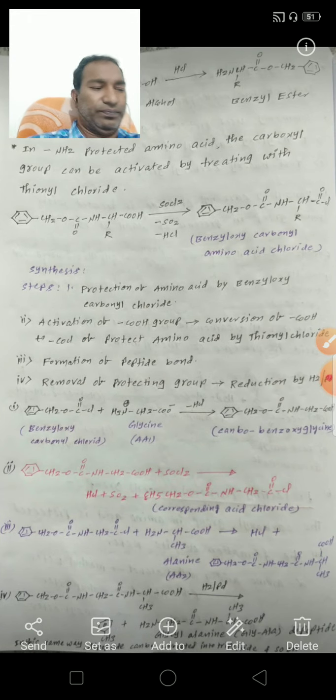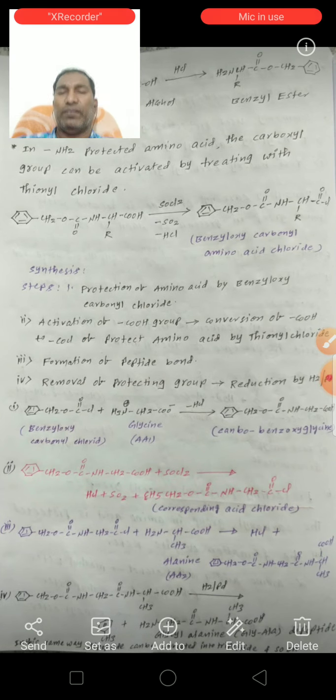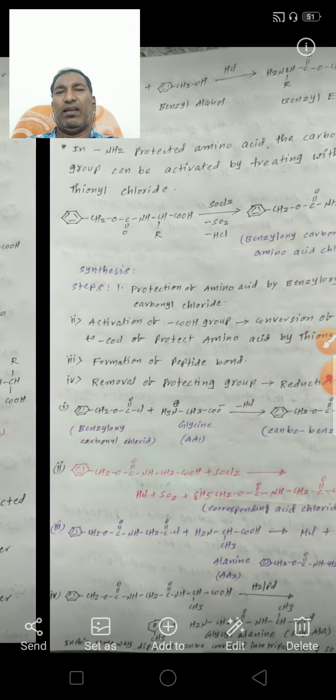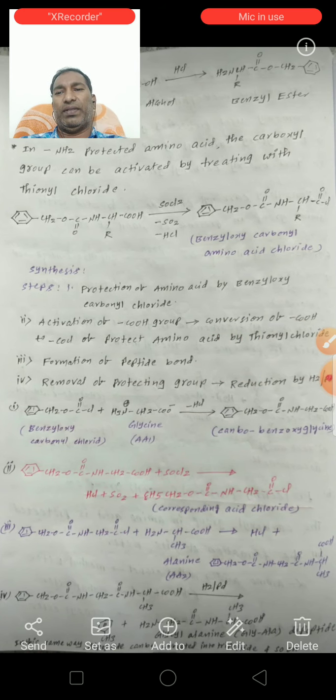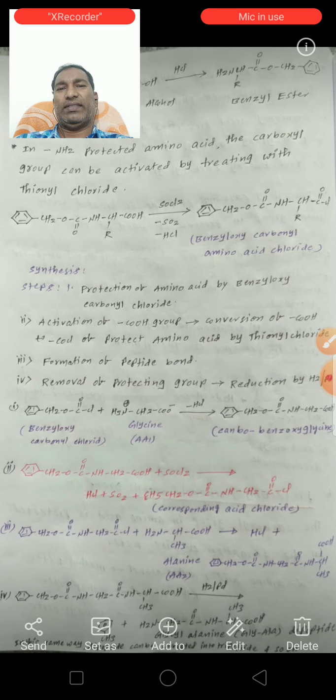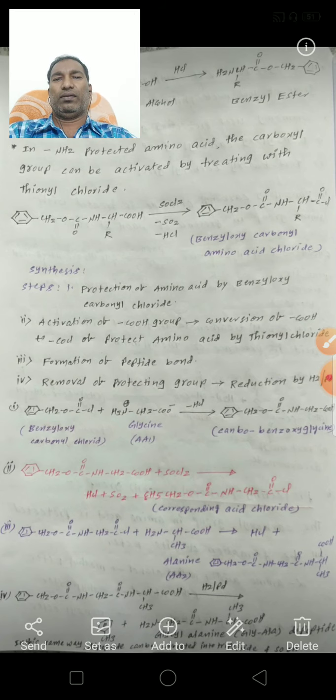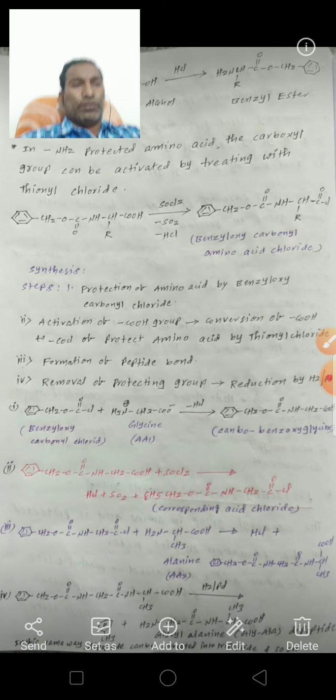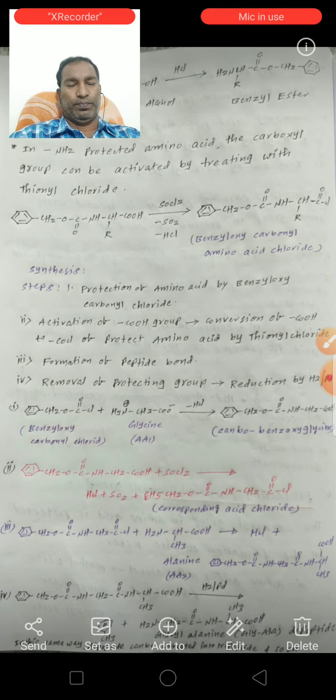See here, these amino acids react with benzyl alcohol in presence of HCl, so here the benzyl ester will form. So alcohol and acid both undergo reaction to form an ester. So by this reaction we can protect the COOH group.